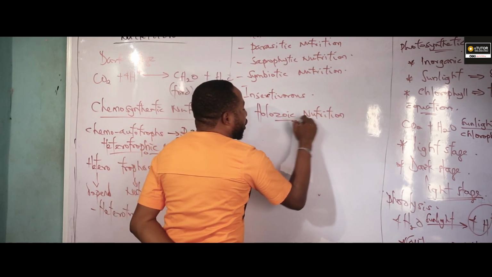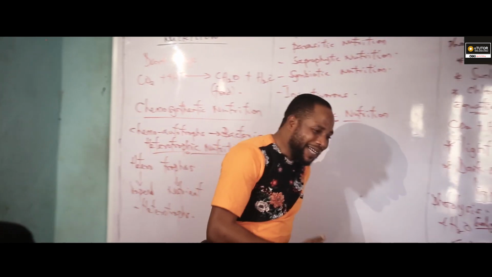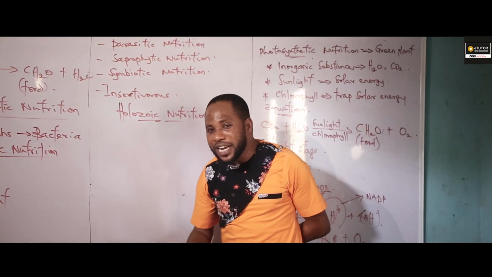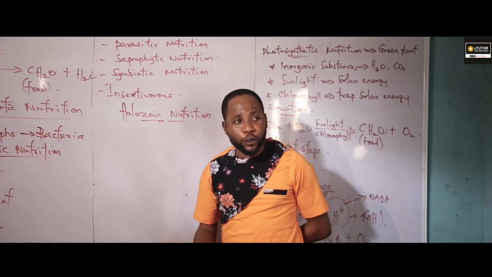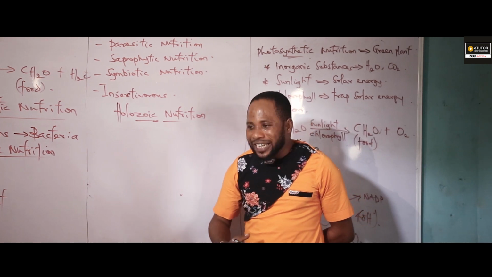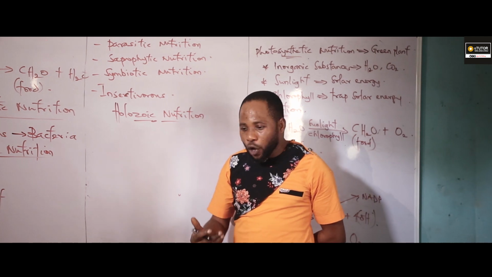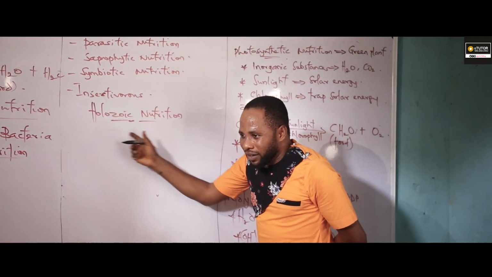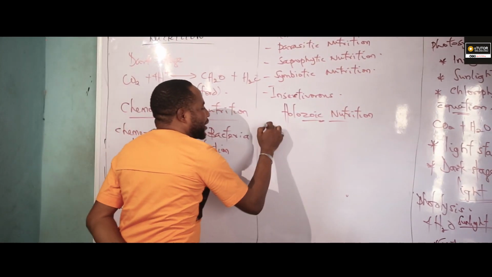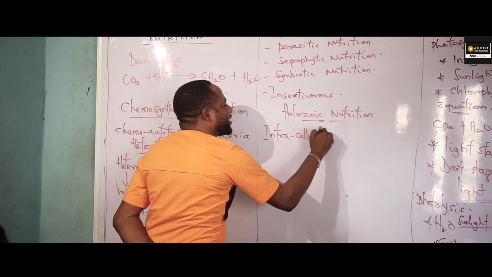Now this is a type of nutrition in which organisms feed on solid organic materials. They do so by ingesting the materials. The materials will undergo digestion, and the body will assimilate the digested part of the materials. Are you getting me now? So the digestion in Holozoic nutrition is intracellular. It occurs inside the body.